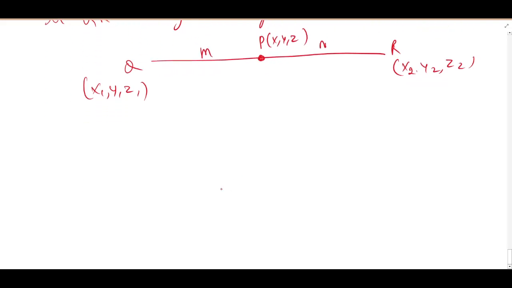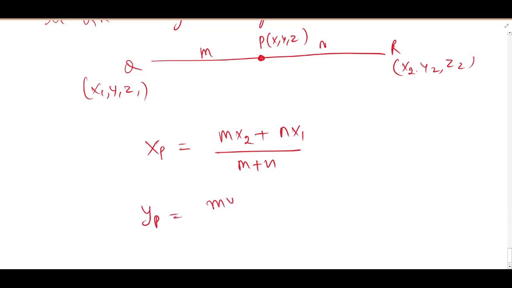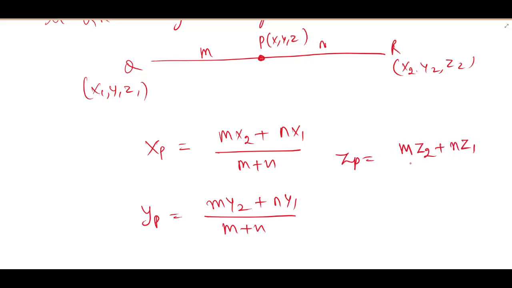So from the section formula, xp should be equal to (mx2 plus nx1) divided by (m plus n). Similarly, yp should be equal to (my2 plus ny1) divided by (m plus n), and zp is equal to (mz2 plus nz1) divided by (m plus n). So these are the coordinates of point P: xp, yp, zp.